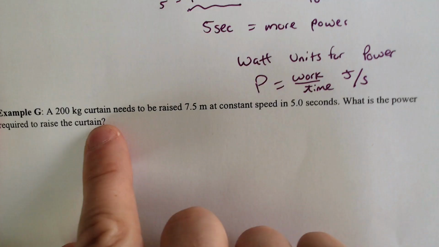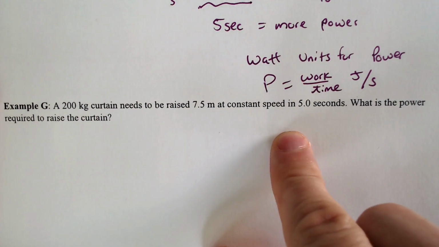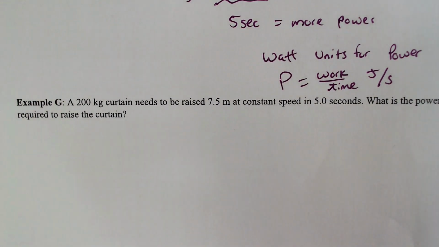All right, next one. We got a 200-kilogram curtain that needs to be raised 7.5 meters at a constant speed in 4 or 5 seconds. What is the power required to raise the curtain? Okay, so we got to think here.